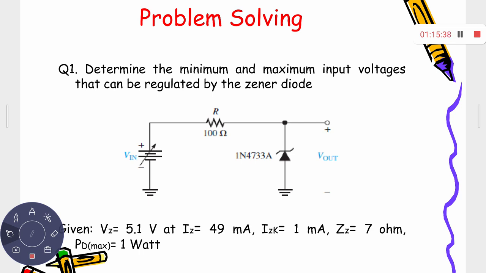VZ is equal to 5.1 volt and IZ is equal to 49 milliampere. IZK is given as 1 milliampere, ZZ, that means the resistance of the zener diode, is given as 7 ohms, and PD max, that means the maximum power dissipation across the zener diode, is given as 1 watt. It cannot be higher than 1 watt. If it is more than 1 watt, then the power dissipation capacity is lost completely, and therefore the diode will be damaged. So one cannot have a power loss greater than 1 watt.